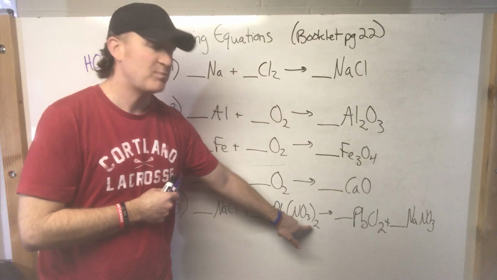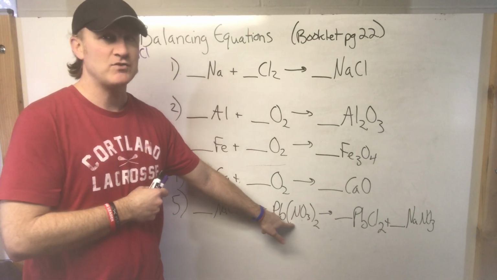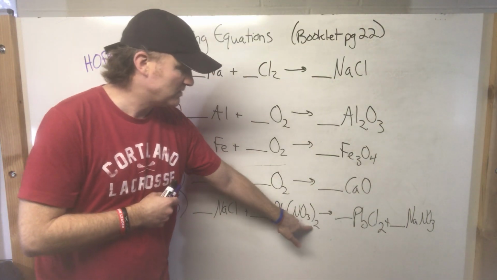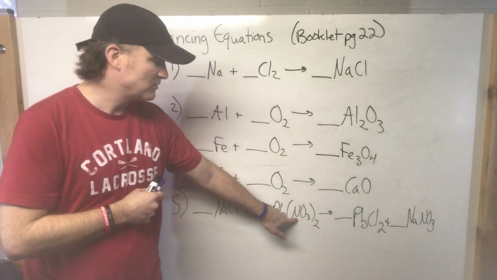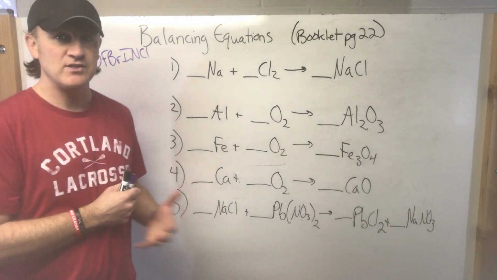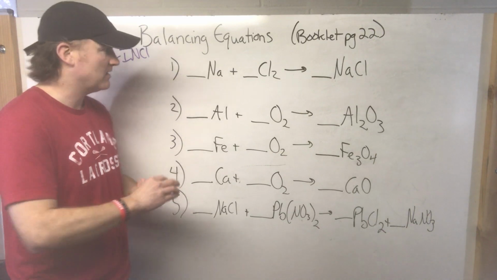Now notice this is in a parentheses, so that means really I have 2 sets of them. I have 2 NO3 groups. So we could actually multiply inside. 2 times 3 is 6, that would be 6 oxygens, and 2 times 1 is 2 nitrogens. We have to consider that when we're actually bonding, when we're actually balancing our equations.